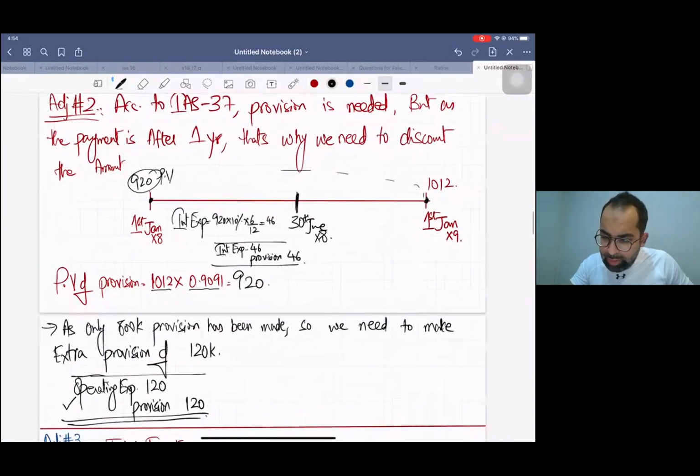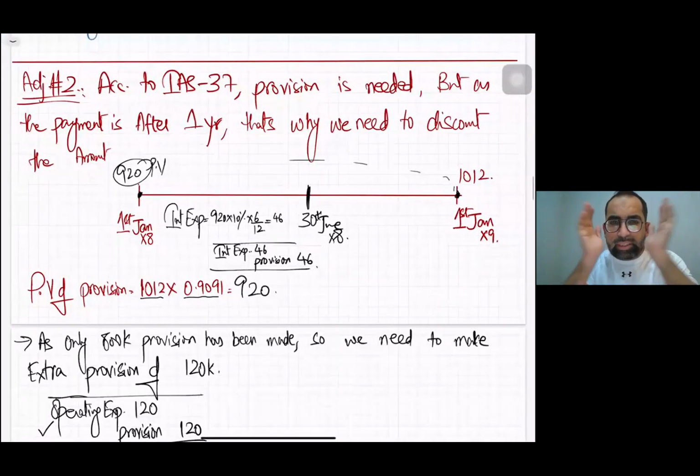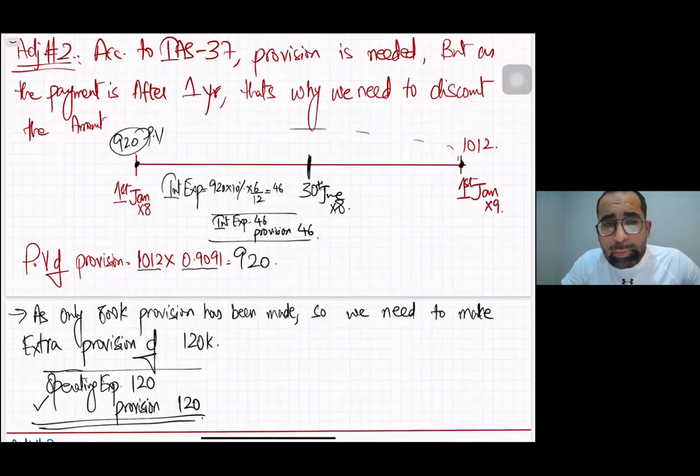Finally, the adjustment is done. Look at here. So, sir, how many things we need to adjust? Only two things.